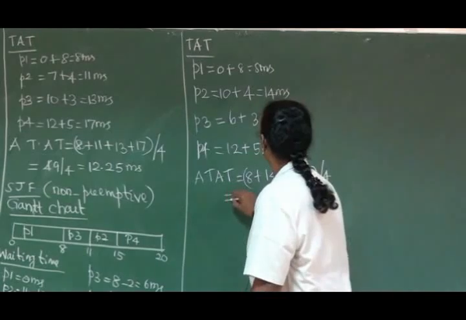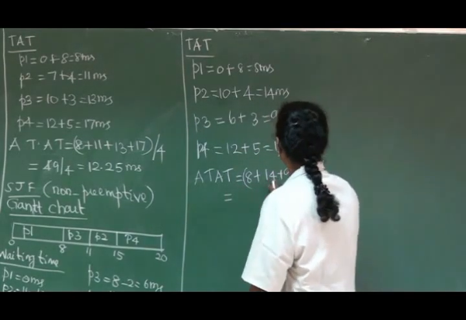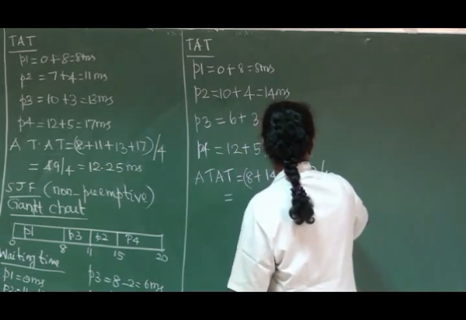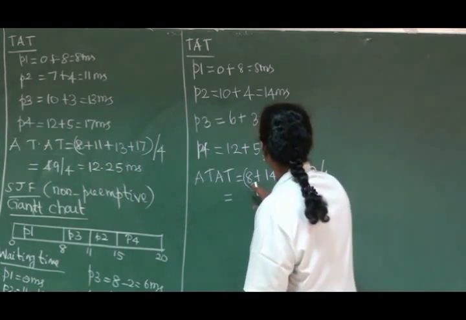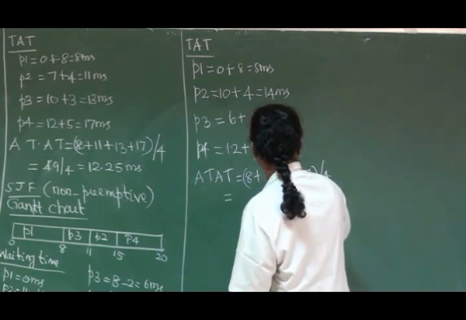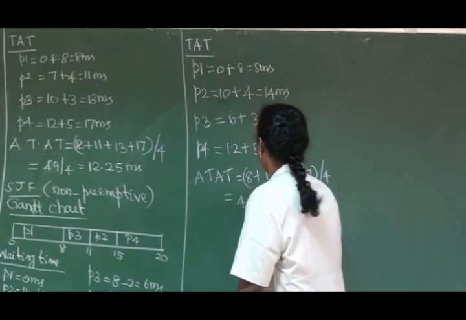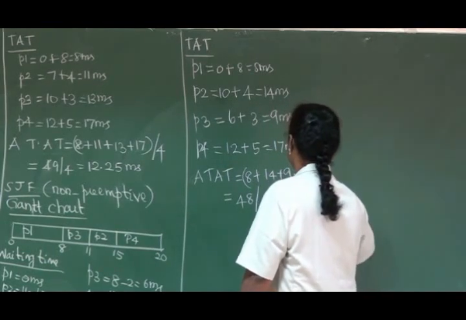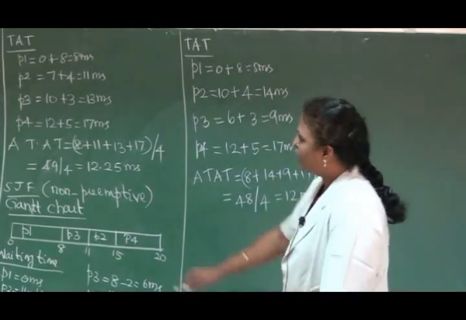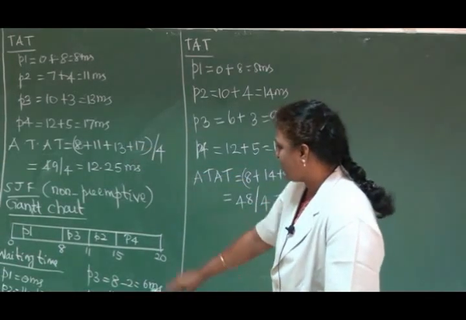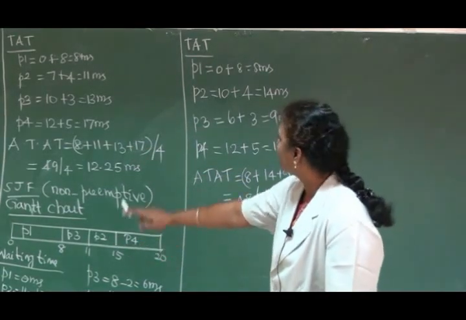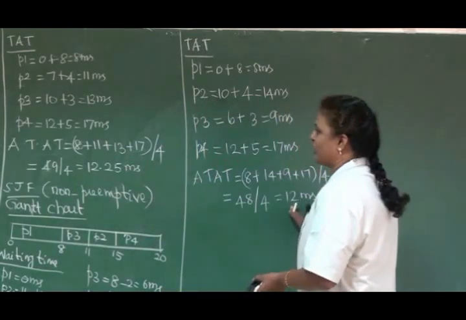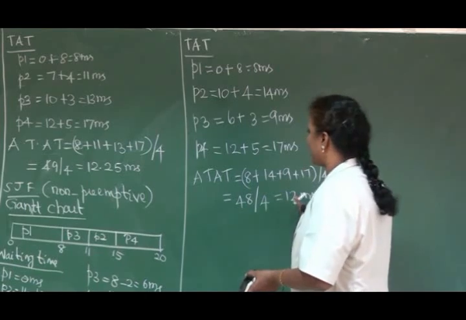So the sum is 48. So 48 divided by 4 is equal to 12 milliseconds. For FCFS, the turnaround time is 12.25, but here it is 12 milliseconds. So 0.25 milliseconds are reduced here.